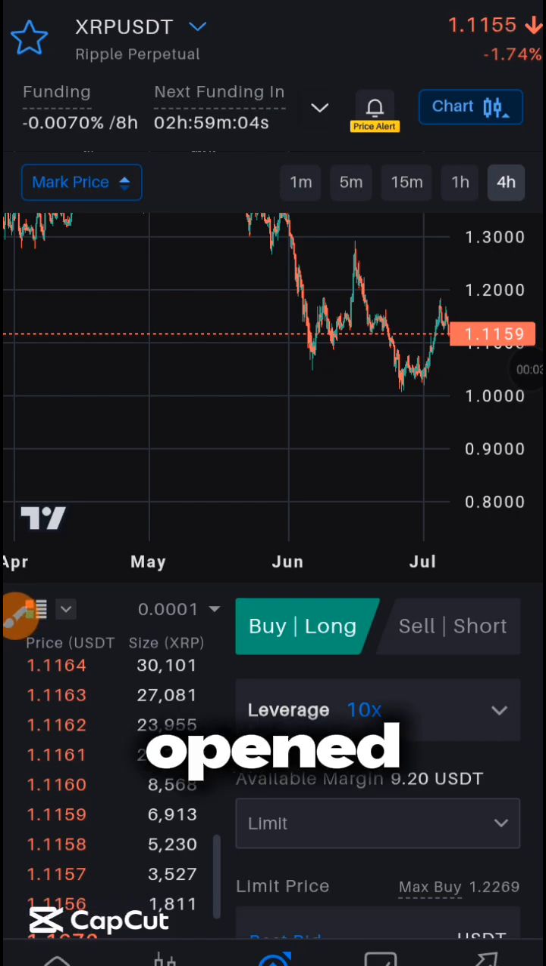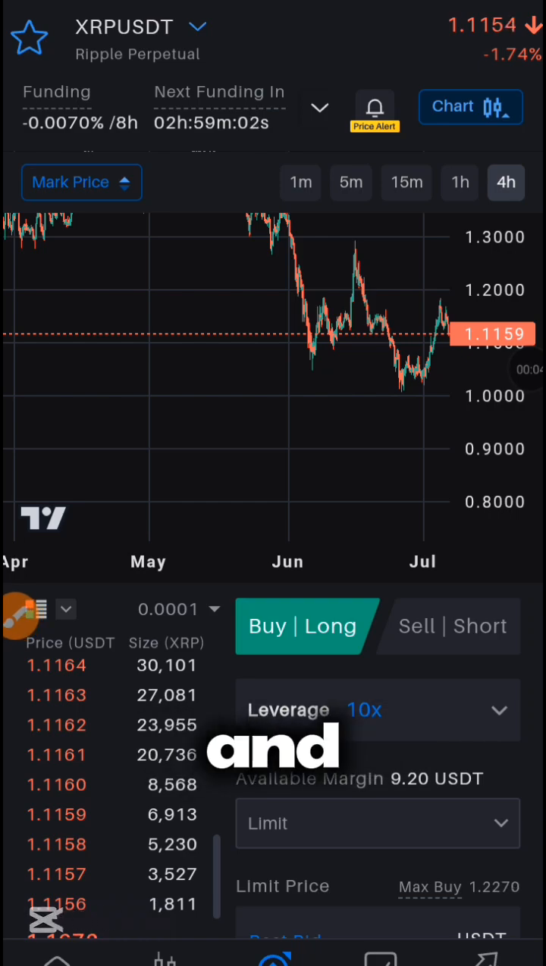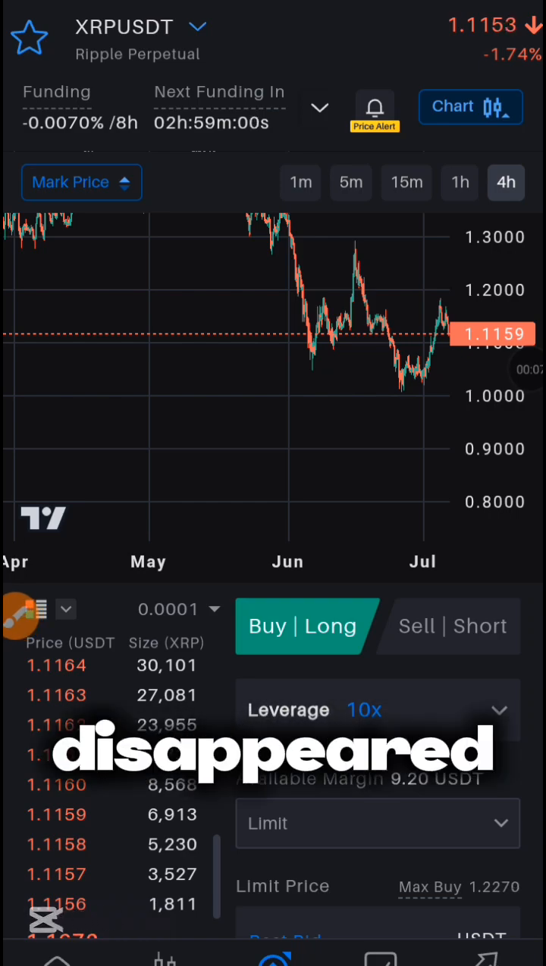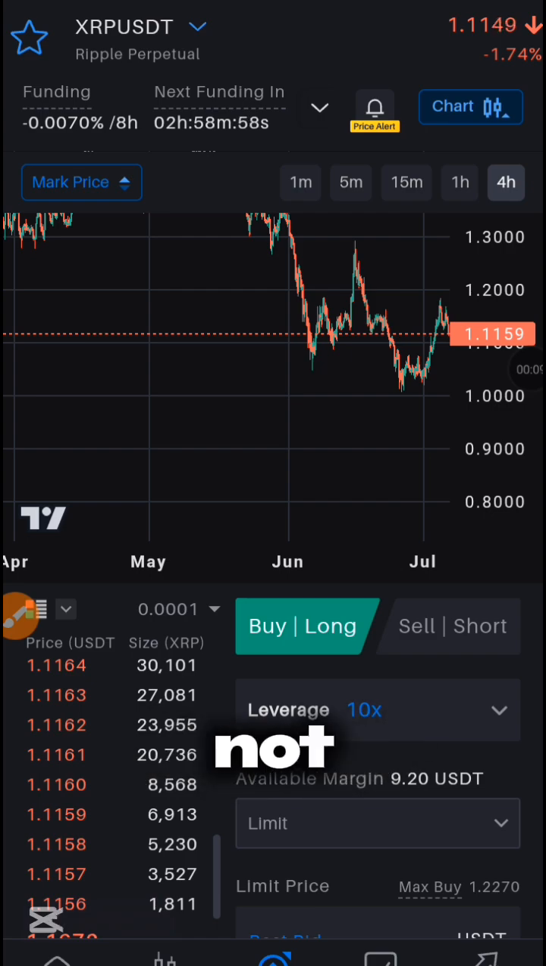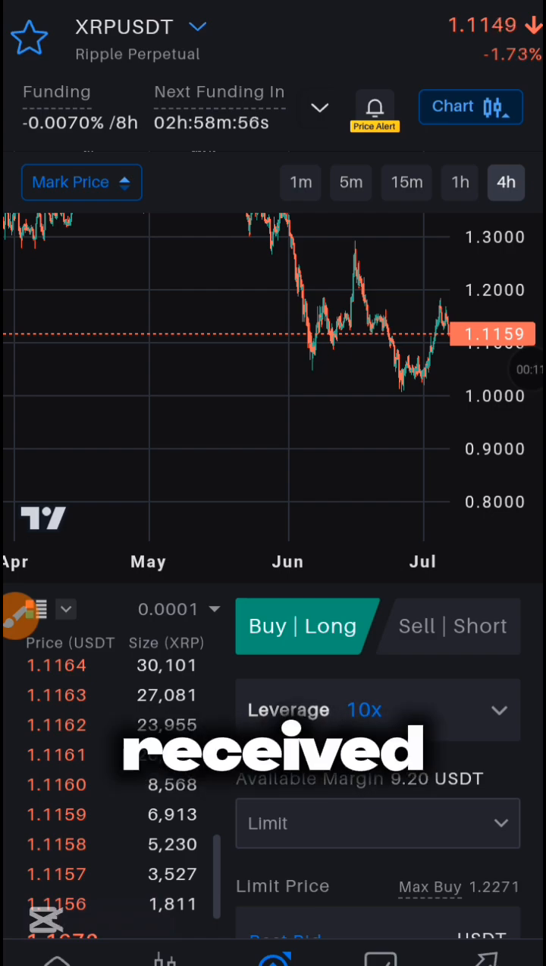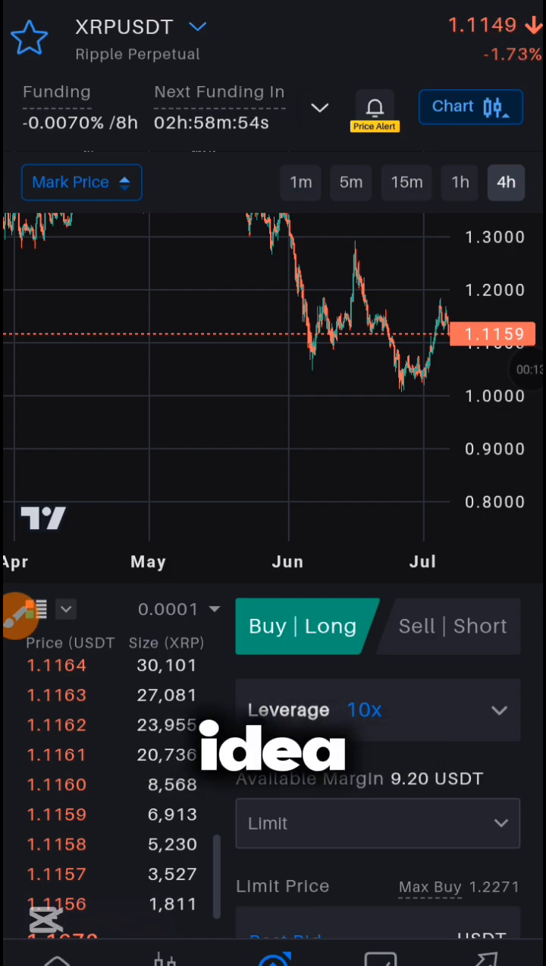Have you ever opened a futures trade, closed it later and noticed that some money disappeared from your account even though you were not stopped out? Or maybe you received extra money and had no idea where it came from. That is called funding rate, and many traders don't understand why they are paying or receiving it.